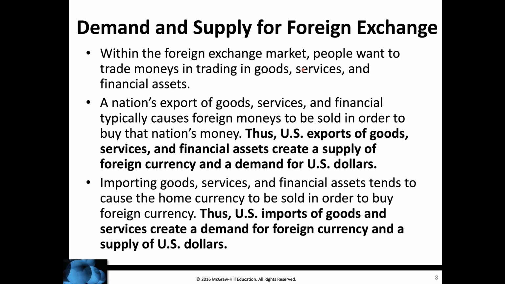Importing goods, services, and financial assets tends to cause the home currency to be sold in order to buy foreign currency. Thus, US imports of goods and services create a demand for foreign currency and a supply of US dollars. And where we are seeing that the US imports more than it exports, you can see the downward pressure on the US dollar because the supply of the US dollar is increasing.